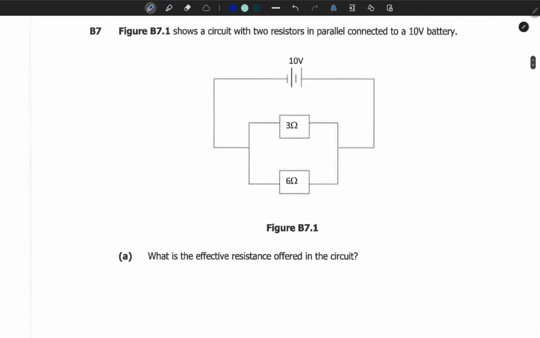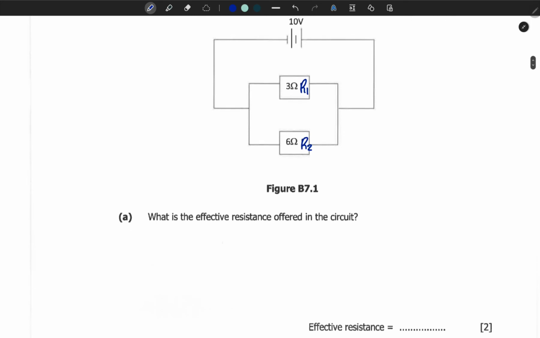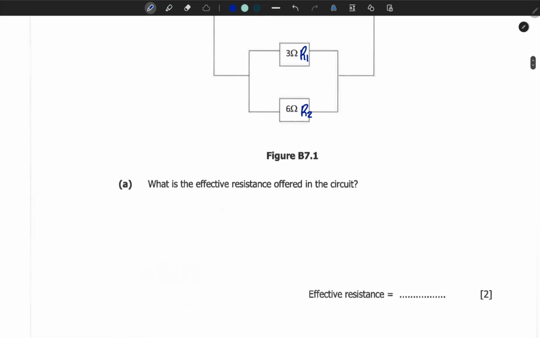Let's go to question number 7. Figure B 7.1 shows a circuit with two resistors in parallel connected to a 10 volts battery. So resistor 1, resistor 2. What is the effective resistance offered in the circuit? So effective resistance simply means total resistance.